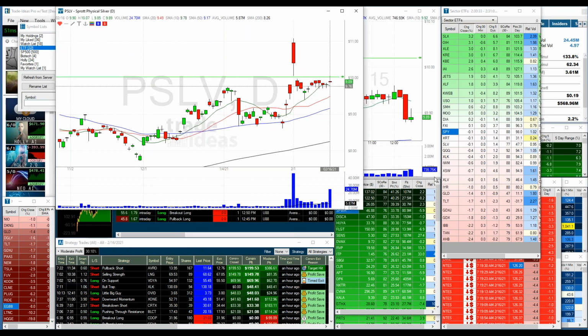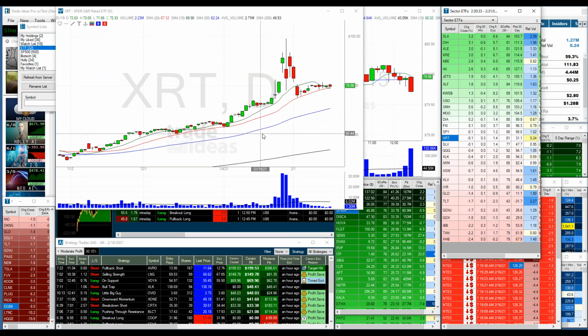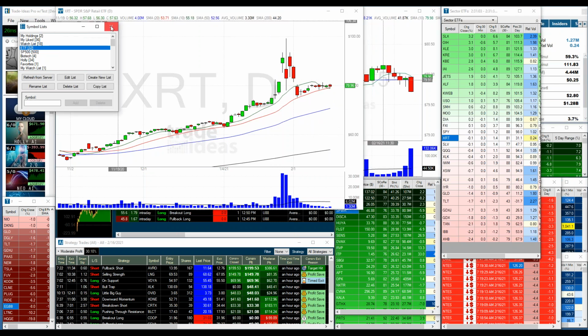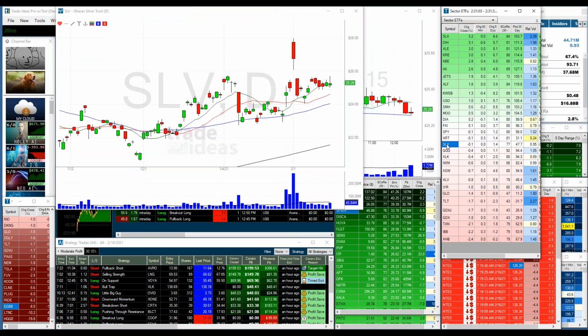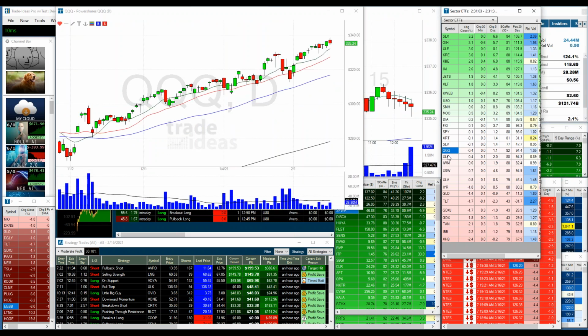There you go. All right, so far I noticed the airlines looking really interesting. I don't know how much I can trust XRT. I think there might be another ETF that might be better than that. But silver, keep an eye on silver, but don't use SLV, use PSLV. I should probably put PSLV in there. I'll do that next time. All right, what else do we got?